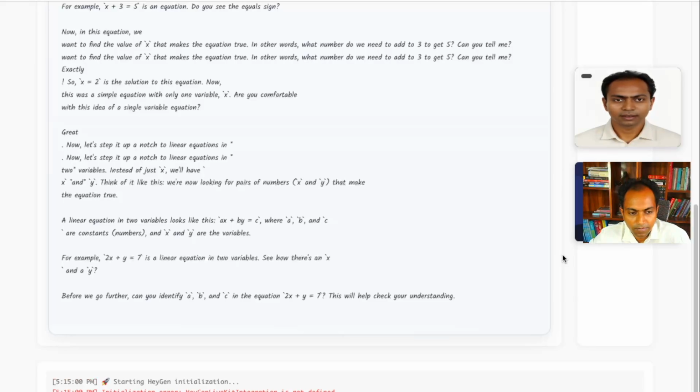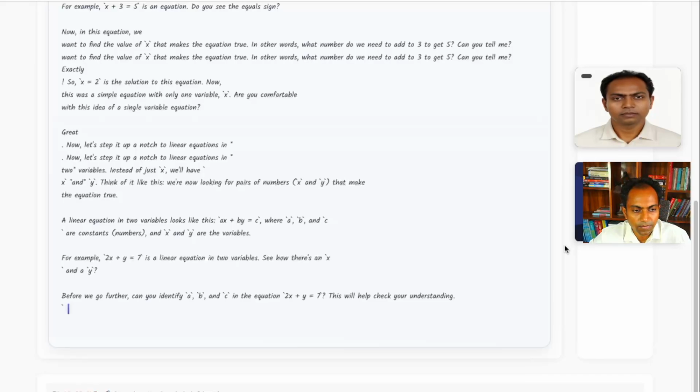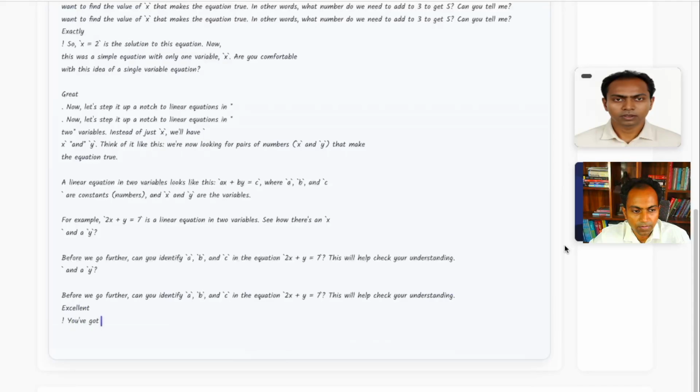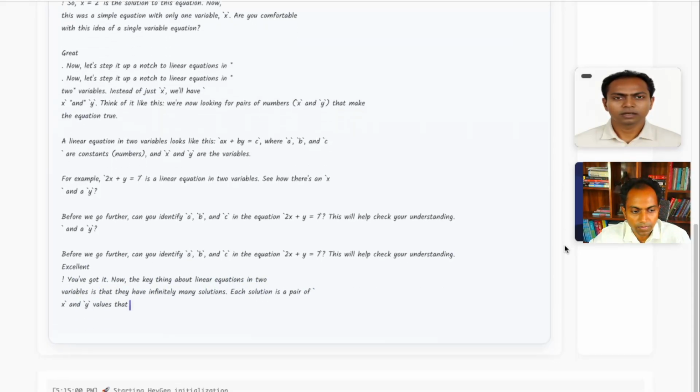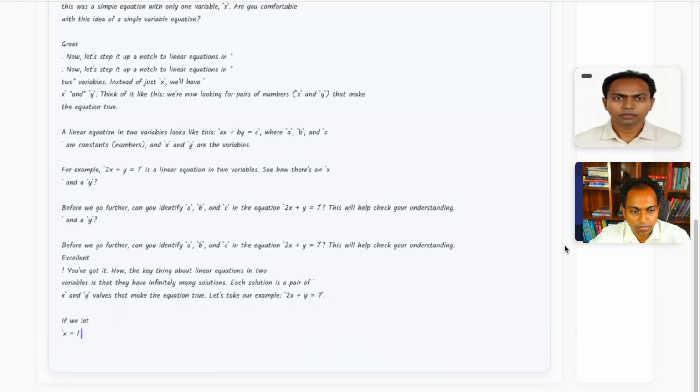Before we go further, can you identify a, b, and c in the equation 2x plus y equals 7? This will help check your understanding. Yeah, the coefficient of x is 2, b is equal to 1, and the constant term is 7. Excellent. You've got it. Now, the key thing about linear equations in two variables is that they have infinitely many solutions. Each solution is a pair of x and y values that make the equation true.